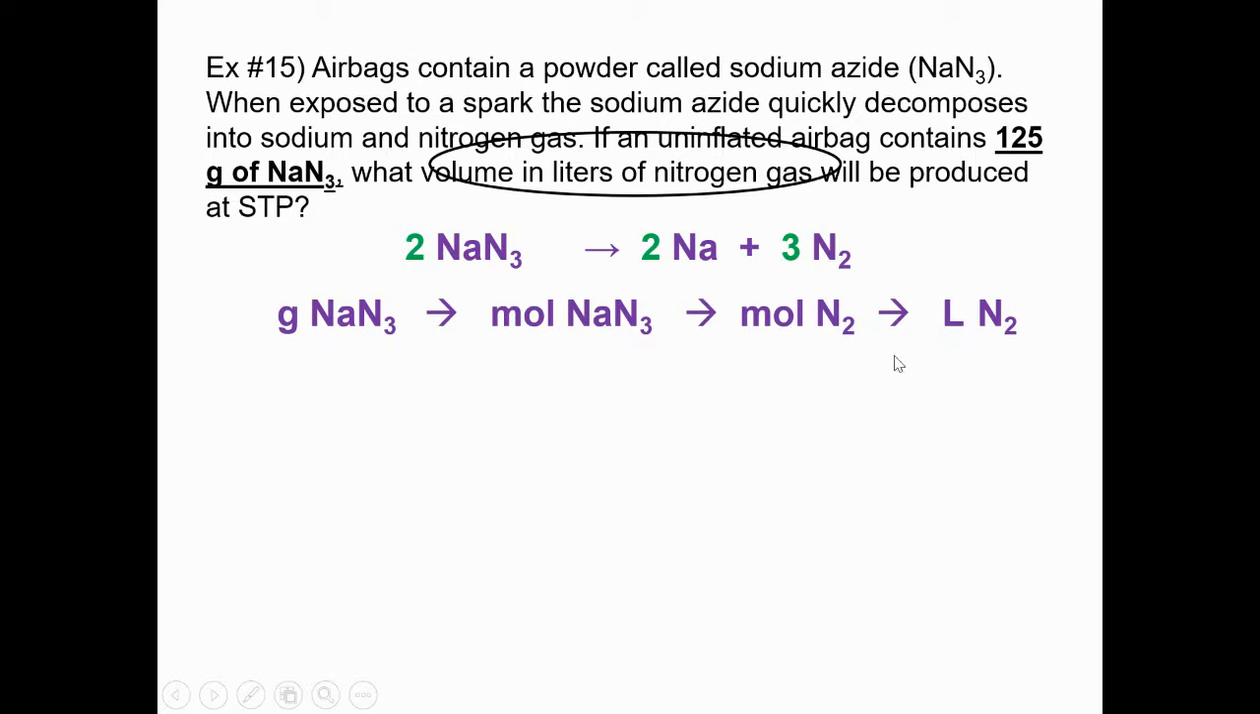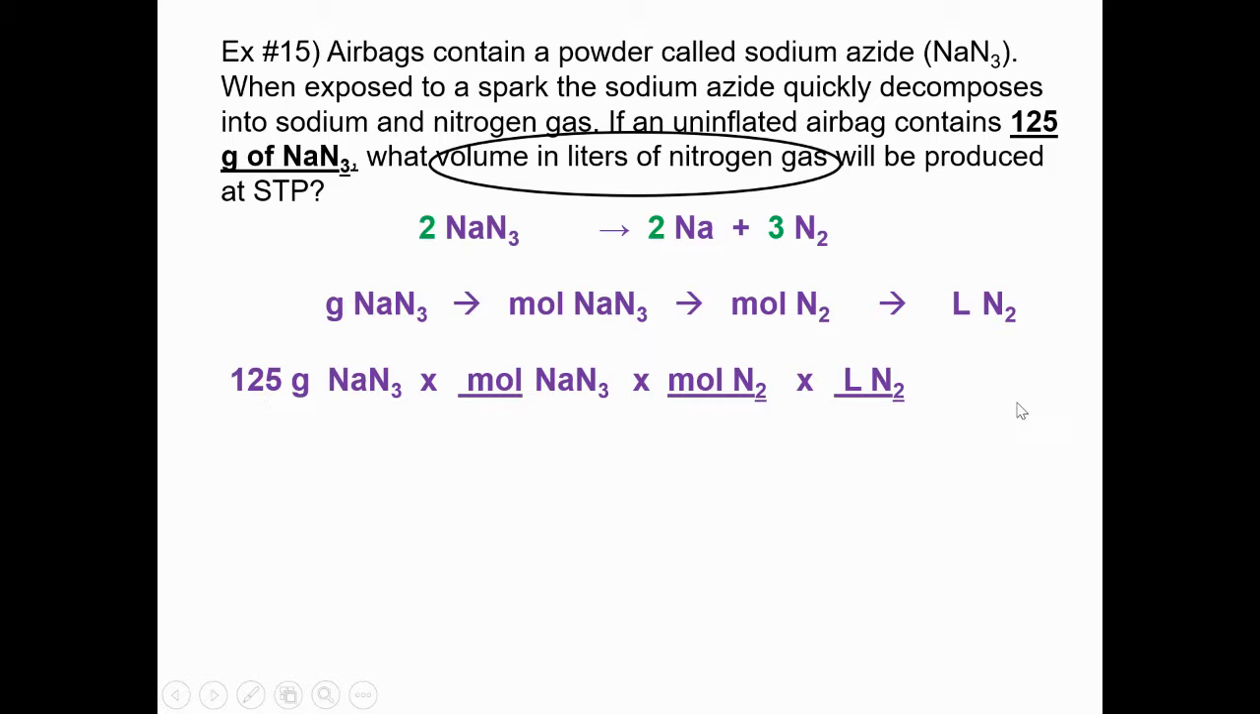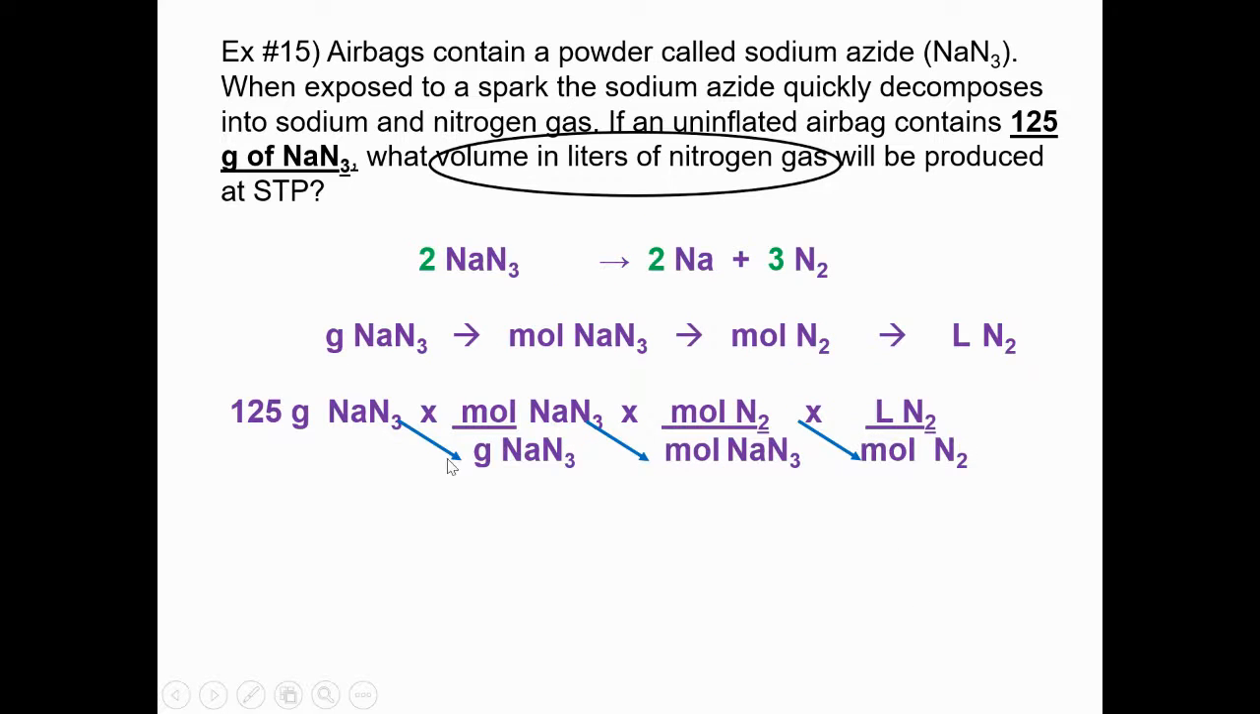Once I know my route, that's the top of my conversion series. I fill in my starting value, 125 grams, moles of this, moles of the other, liters of the other. In every conversion problem, the starting unit drops to the bottom of the next conversion. So grams of sodium azide, moles of sodium azide, moles of nitrogen. Now I need to fill in the numbers for these relationships.